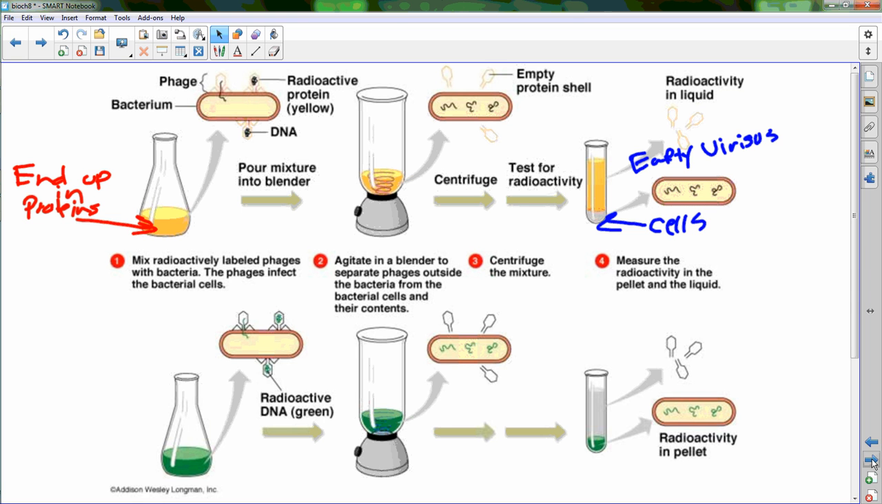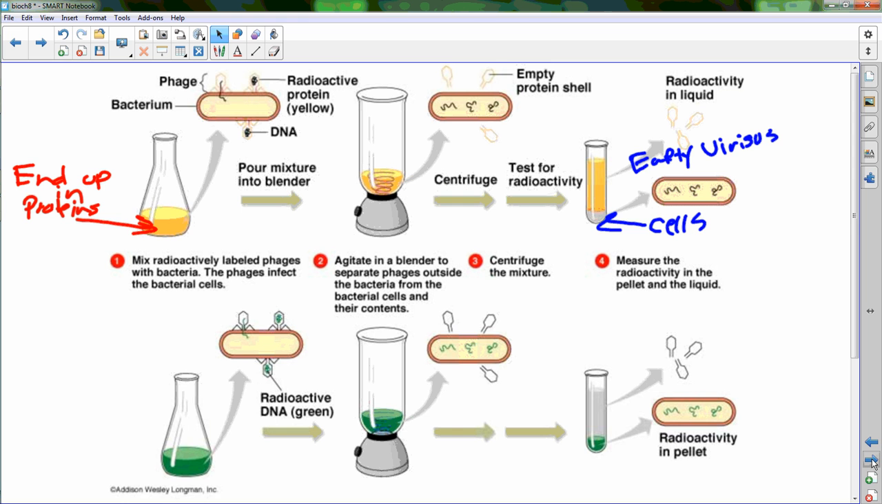Okay? And what they noticed is when they tried to set it up so that the radioactivity would end up in the proteins, all of the radioactivity was where the empty viruses were. So what that meant was the stuff that was getting put into the cells didn't really have any proteins involved in it.